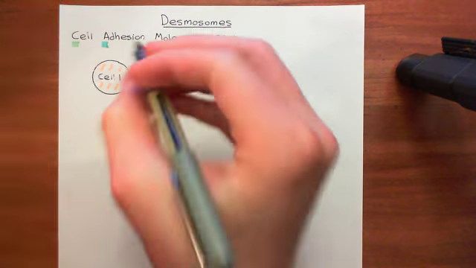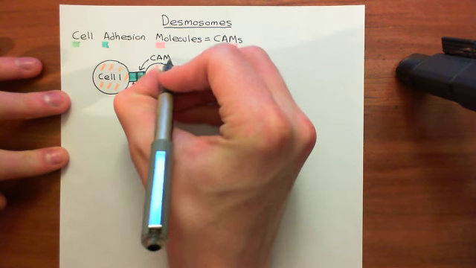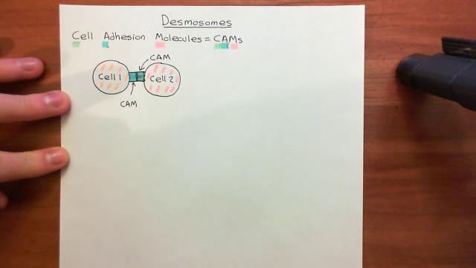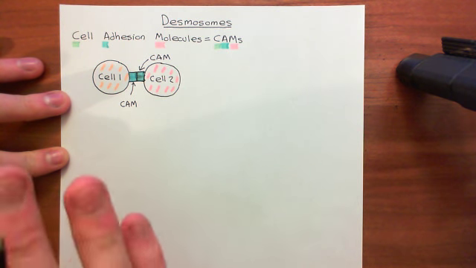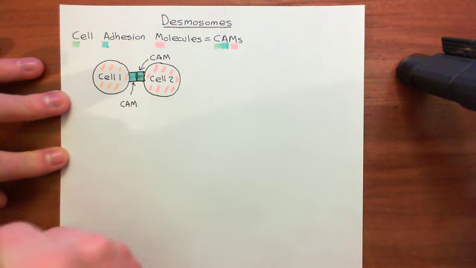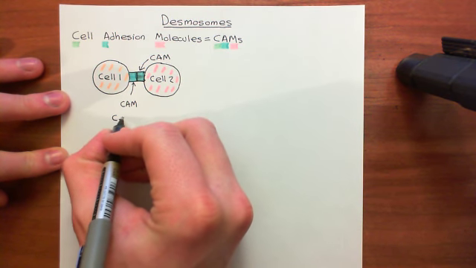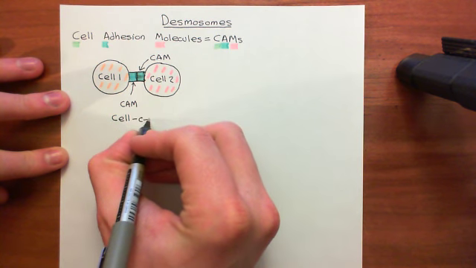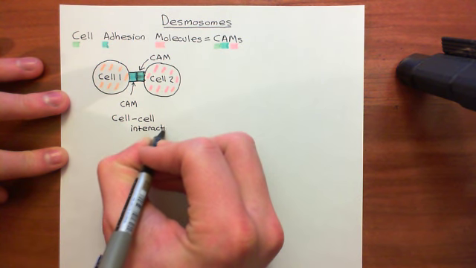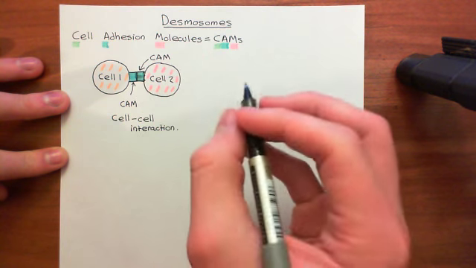So you've got a second cell adhesion molecule on the surface of cell 2, and the cell adhesion molecule on the surface of cell 1 is binding directly to the cell adhesion molecule on the surface of cell 2. The desmosomal cadherins that we will see in this video on desmosomes are going to be cell adhesion molecules which interact with each other like so. This is what's known as a cell-cell interaction. One cell adhesion molecule on the surface of one cell has bound to another cell adhesion molecule on the surface of the other cell.